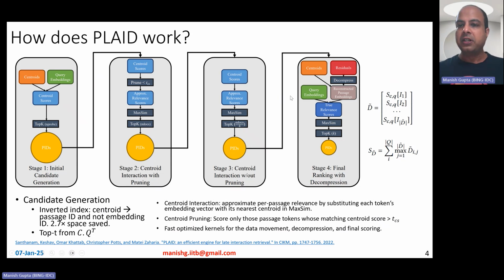Okay. So this last stage, as I mentioned, is the same as ColBERT v2. However, the first stage in fact leads to many more candidates than ColBERT v2. But the next two stages reduce the number of candidates significantly. They filter them out a lot.